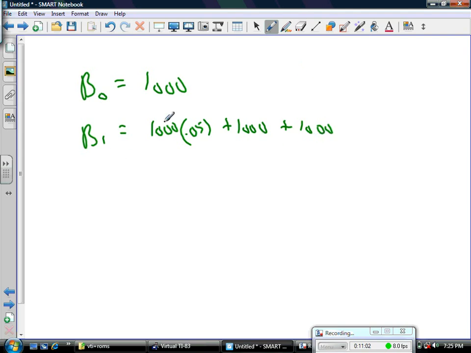Okay, hang on. Let me write this more compactly. Is that the same thing? 1,000 times 0.05 plus 1,000. Factor out 1,000. You get 1 plus 0.05. Okay. I'm making a little room here.